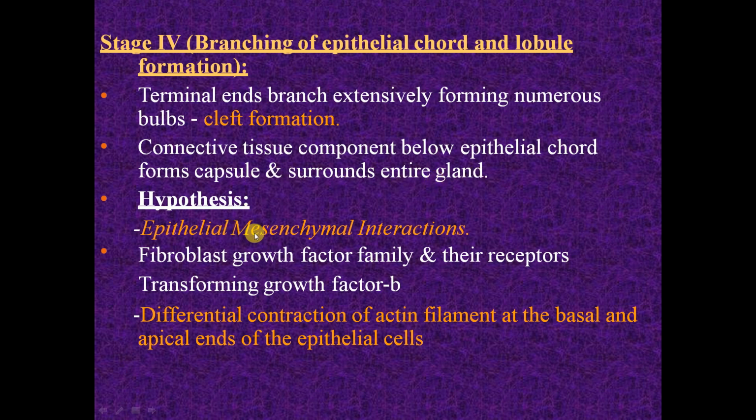Hypothesis: the epithelial mesenchymal interactions. In this, the fibroblast growth factor family and their receptors, and transforming growth factor beta. So differential contraction of the actin filament at the basal and the apical ends of the epithelial cells.